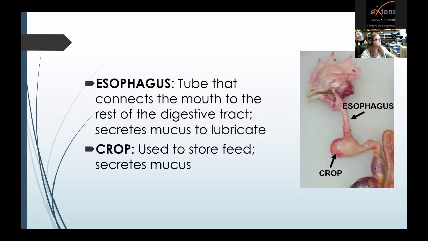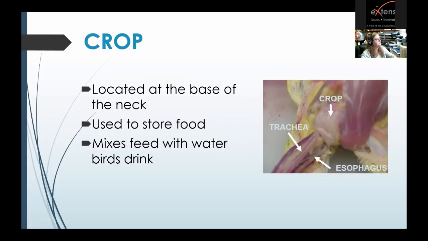It then stops at the crop, which is an outcropping from the esophagus, and it's here that the feed gets stored. It too secretes mucus to try and keep that feed moist so it doesn't compact in the crop. The crop is located at the base of the neck on the outside of the body cavity. So you can see the crop labeled there. This one is a very small one and hasn't been eating a lot.